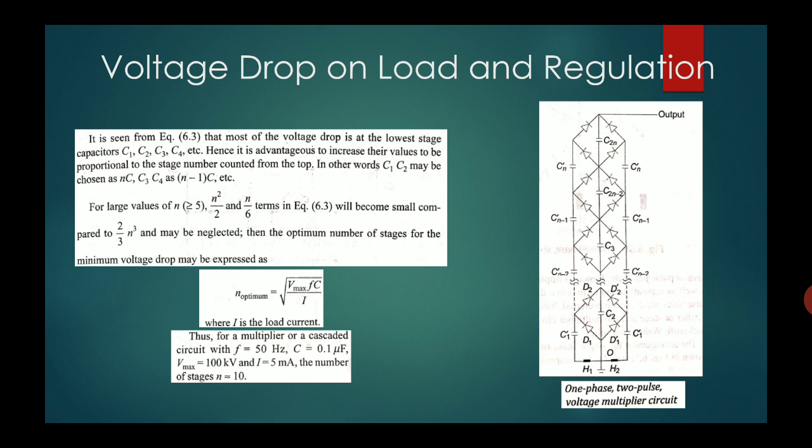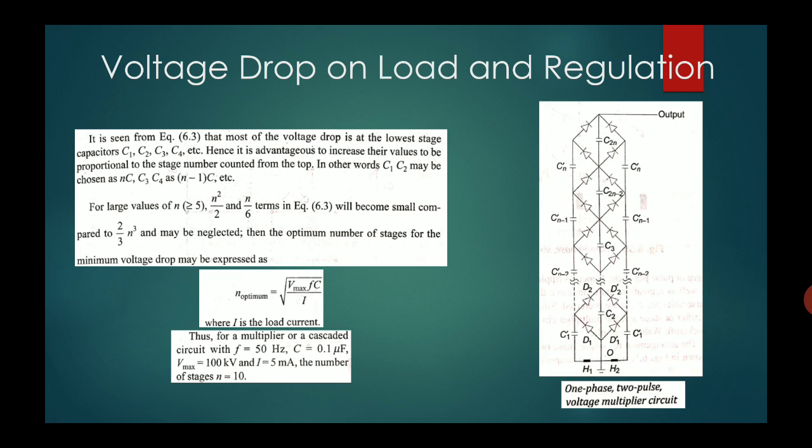So what happens is that we have seen that the capacitors close to the source have a higher voltage drop than the capacitors that are far away from the source. That means we can increase the value of this capacitance in series so that this voltage drop can be obtained in a uniform manner.